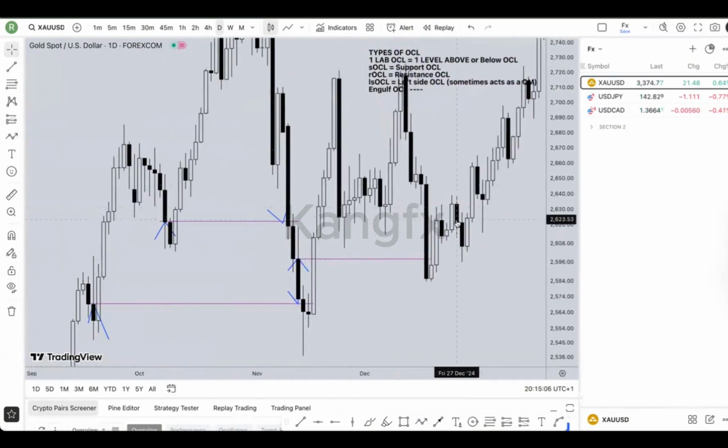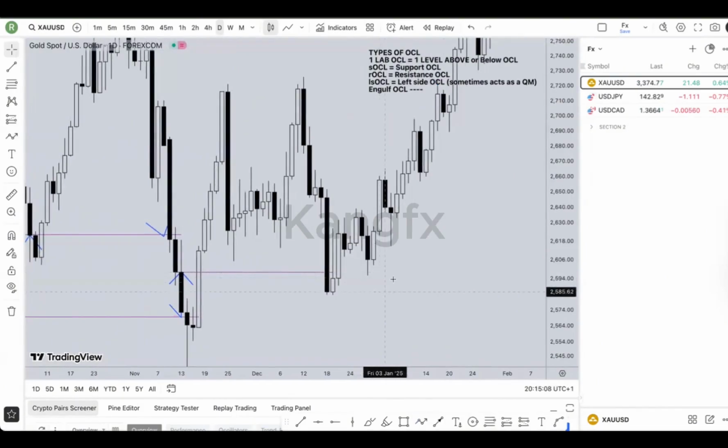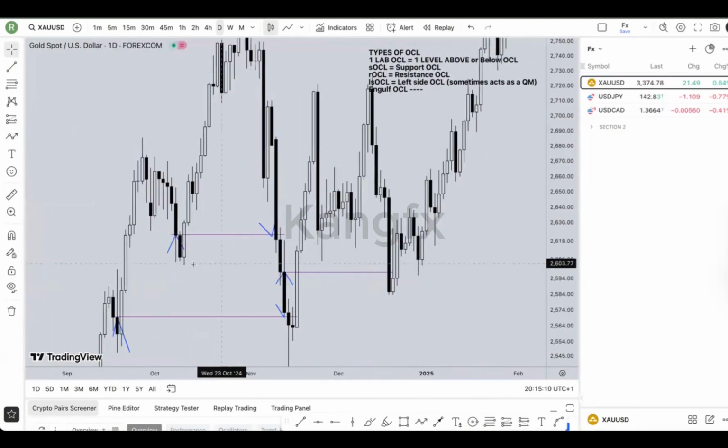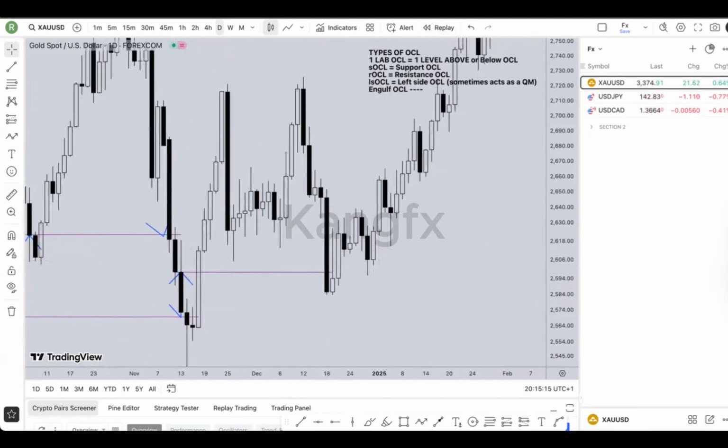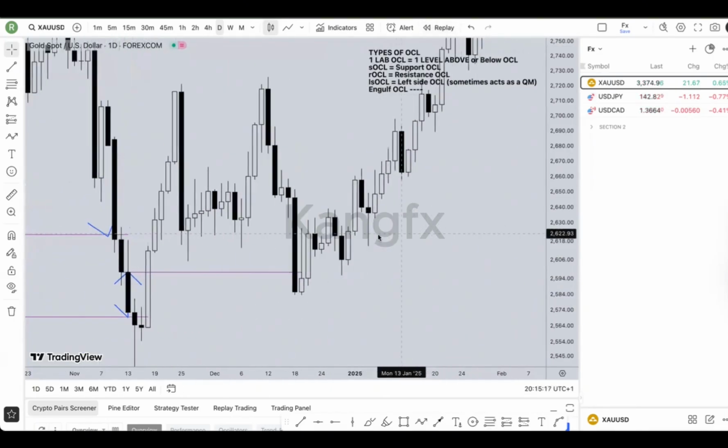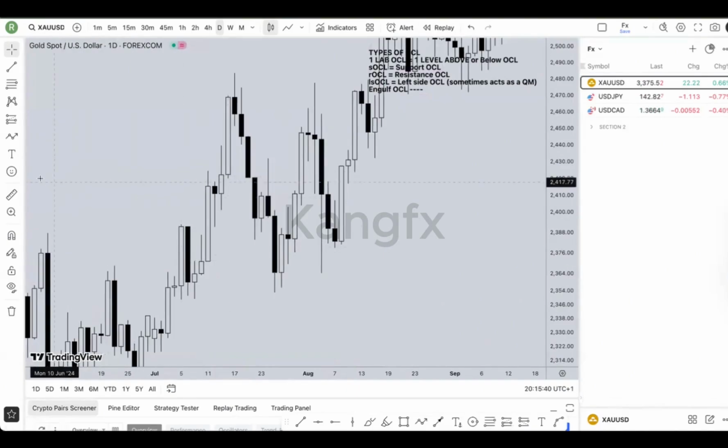Let's see the one that acted as support first, then later. Because the one we've seen now, first of all, it was acting as a resistance. We've seen this one. Let's see the one that acted as support first. Now we have this one.